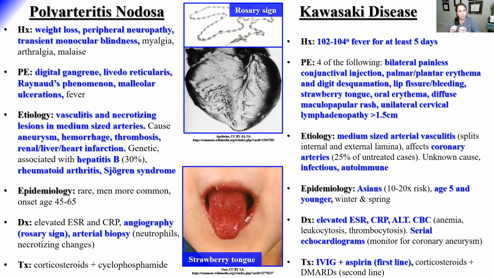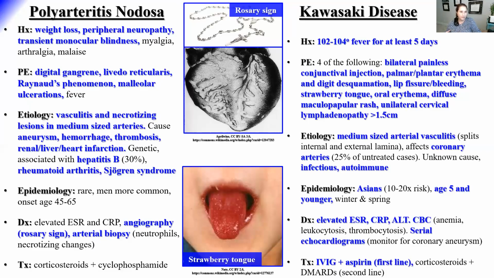We again know this is a medium vessel vasculitis that actually splits the internal and external lamina. And here's your board question on this one. So we know it's a younger patient. Asians are more common, red, red, red, red, red. The most important diagnostic for this is to get serial echocardiograms because they have a 25% risk of a coronary artery aneurysm if this is untreated. So serial echocardiograms are going to be the most important diagnostic imaging for this patient.